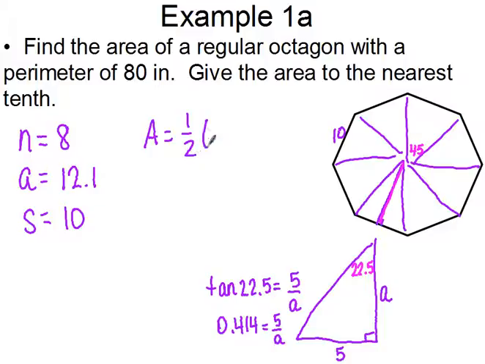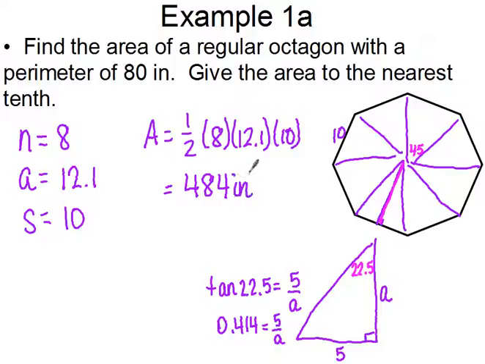So now we can plug everything into our formula. Alright, so we're going to do 1/2 times 8 times 12.1 times 10. And we get 484 inches squared. Okay? Just a little bit more work. Sometimes you have to find the side length too. Just depends on what they give us. They might give us the radius. So then we would have a hypotenuse. So then we'll have to use that. Okay? Just be prepared.